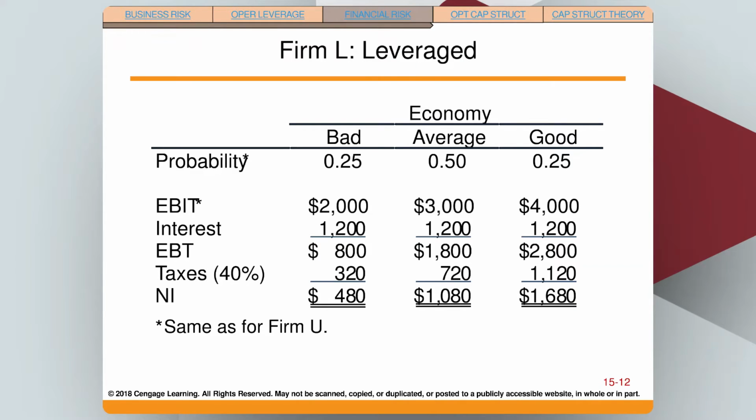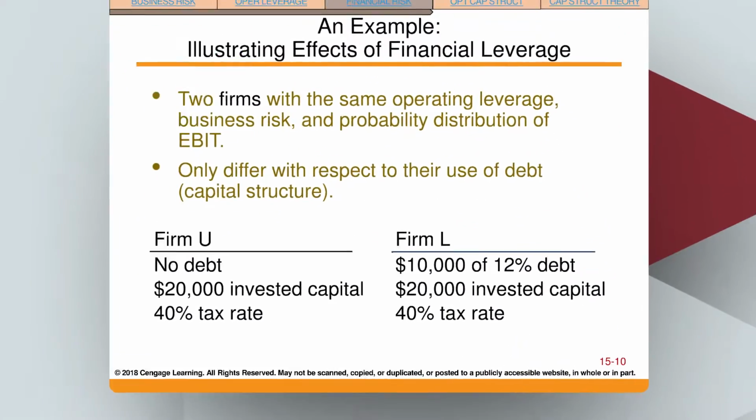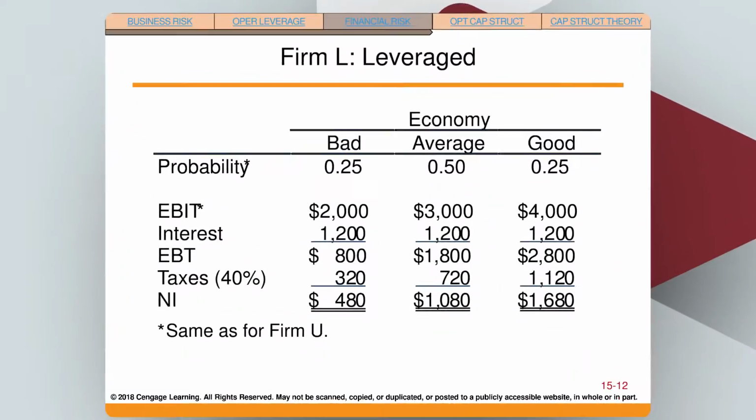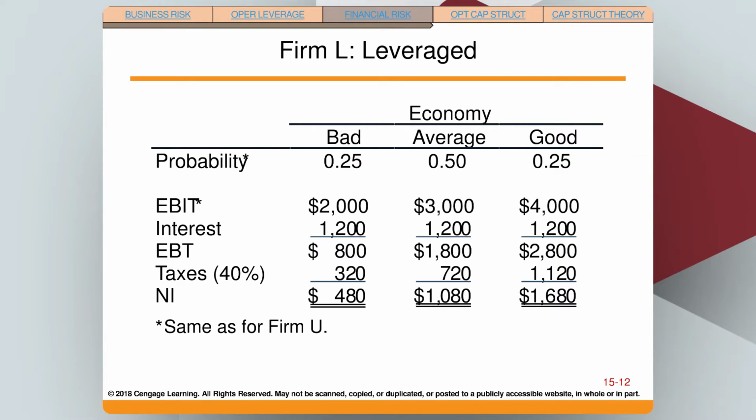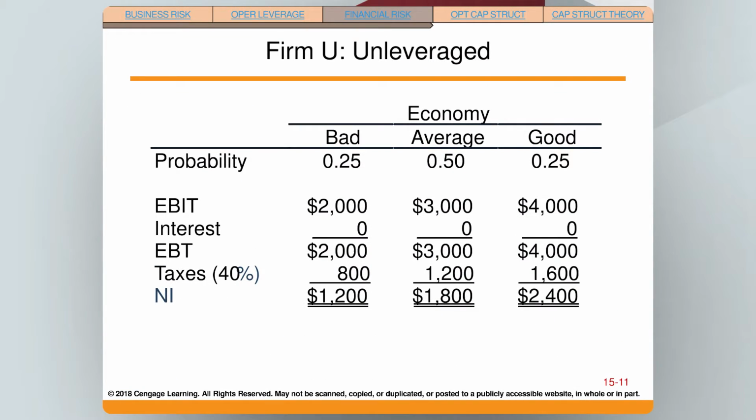320, 720, 1120. Kanina, magkano binayaran mong tax? Sorry, magkano binayaran mong tax? 320, 720, sorry, para tayo sa unleveraged. Tingnan mo yung binayaran ng firm U: 800, 1.2. Mas malaki, of course, because of the interest. Okay? So, meaning, interest also will have a significant role naman, no, in terms of the payment of taxes.